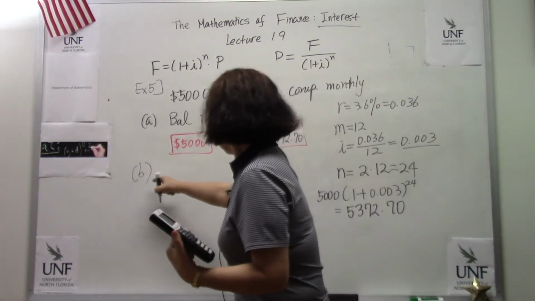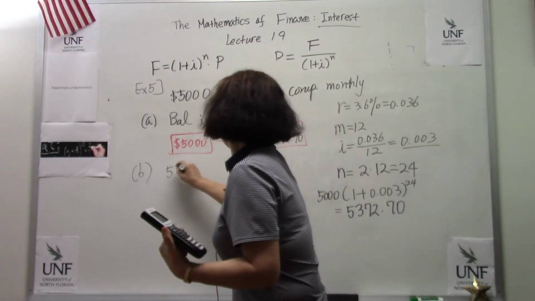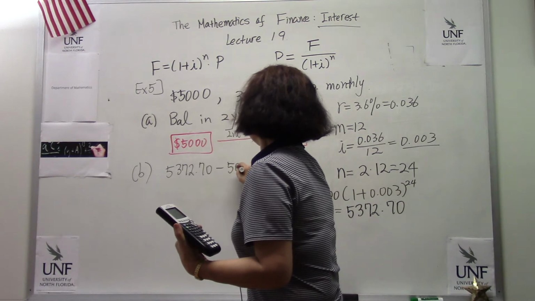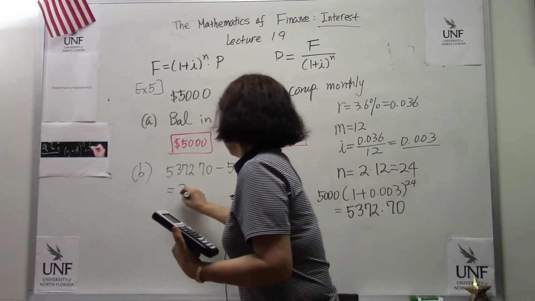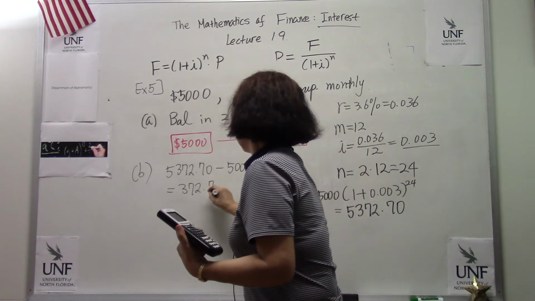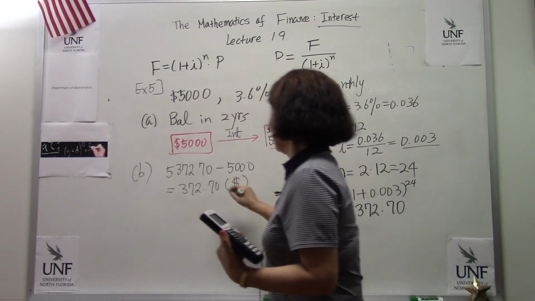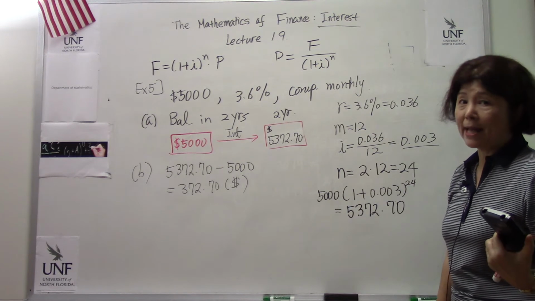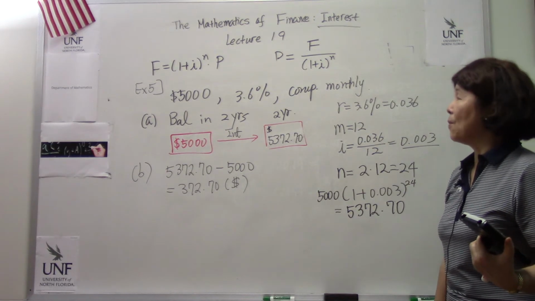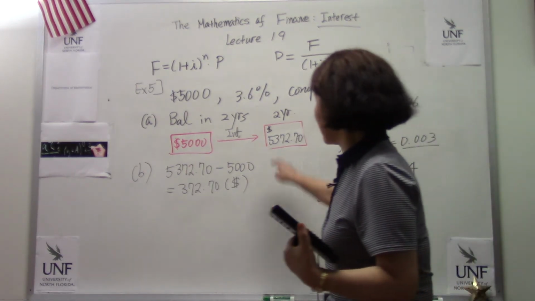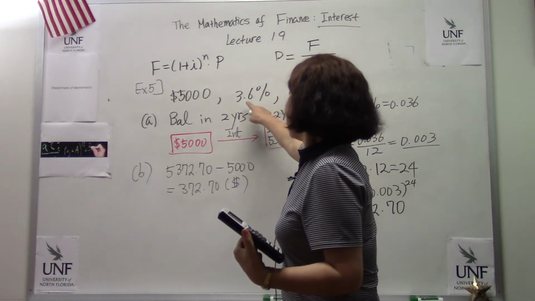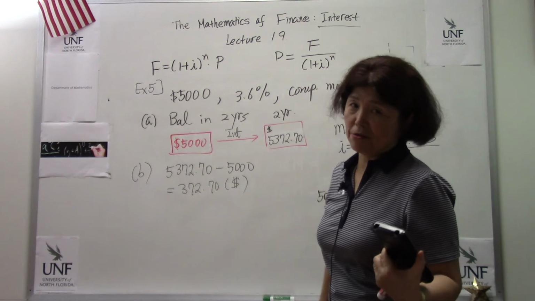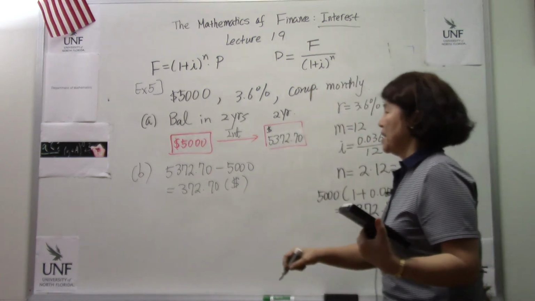So B is what? 5,372.70 minus 5,000. That is $372.70. That's all. Even this one is not too bad at all right now, only 3.6%. It doesn't sound like a lot, but compared to current conditions, that is still a lot.